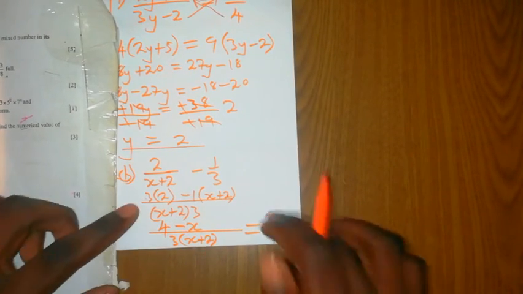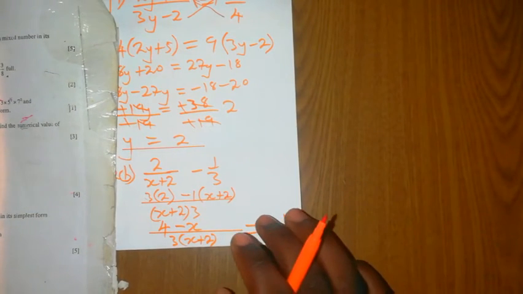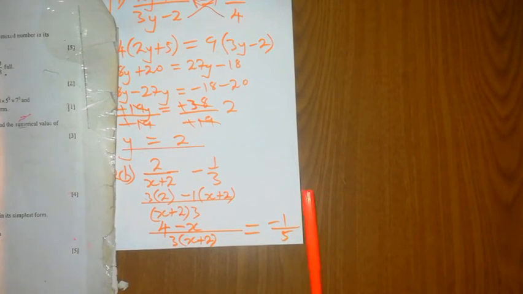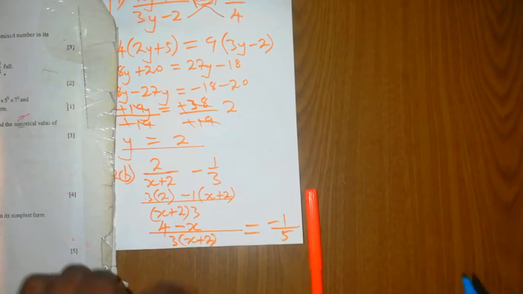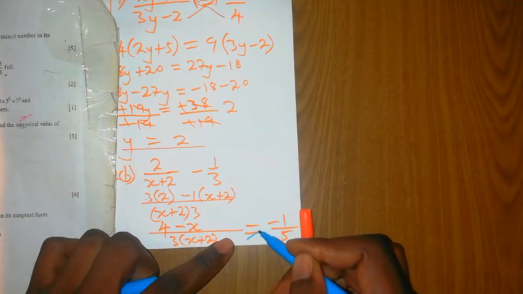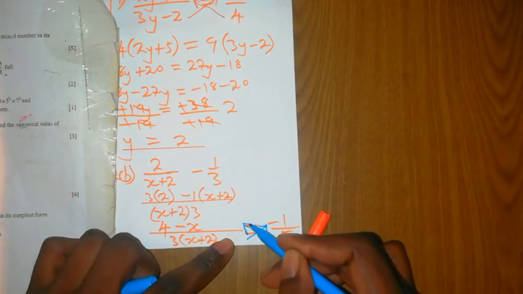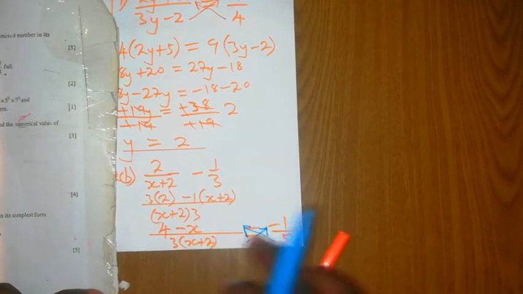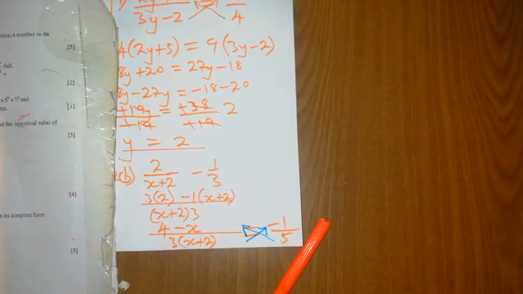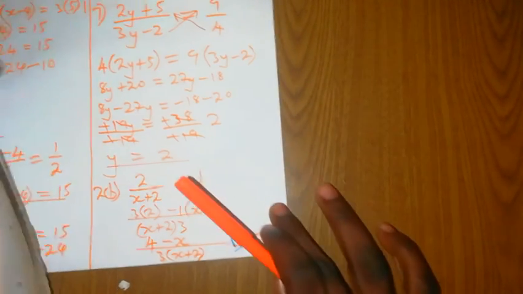Negative 1 over 5. What's next there? What you are supposed to understand is that if your fractions are now in this format, you will always cross multiply. We always cross multiply if our fractions are in that order. They are separated by just an equal sign. So we're now cross multiplying there.